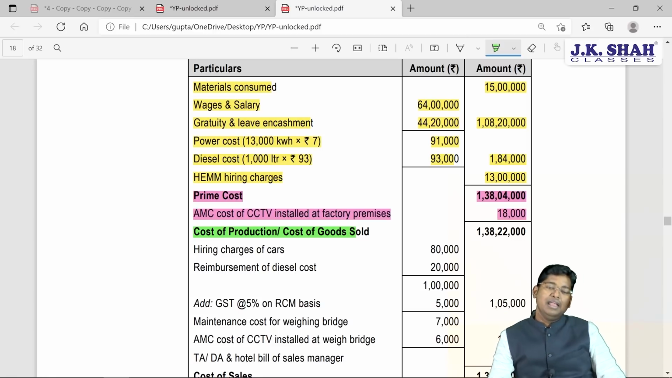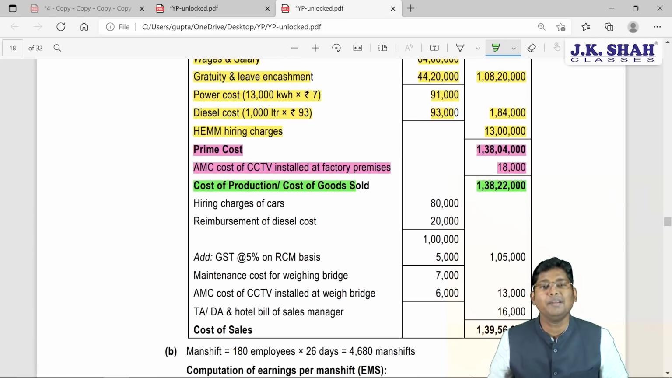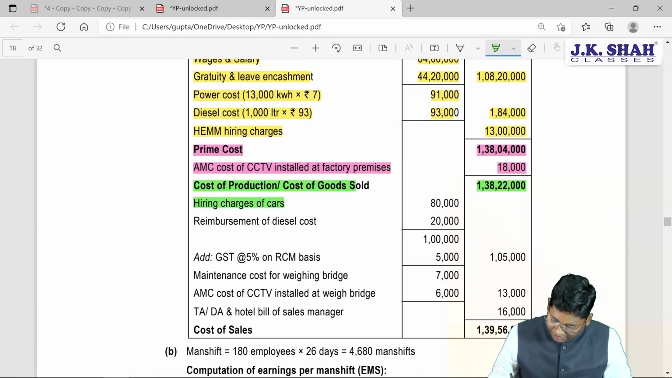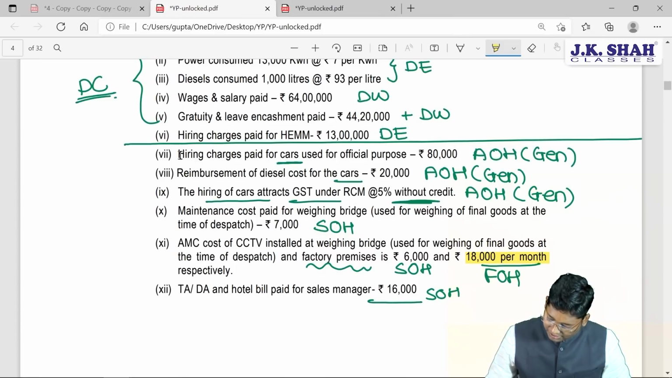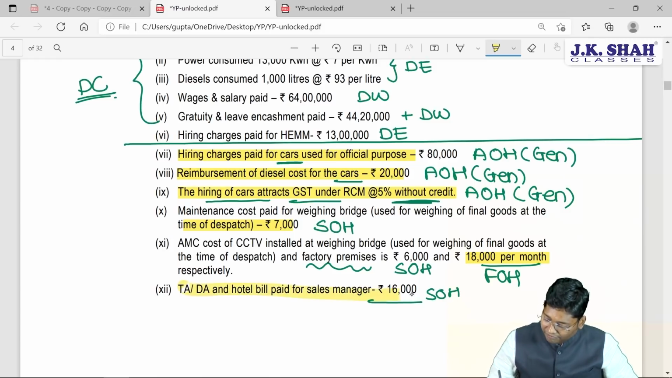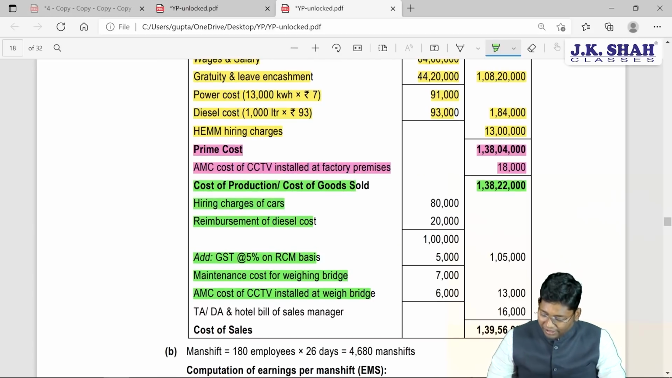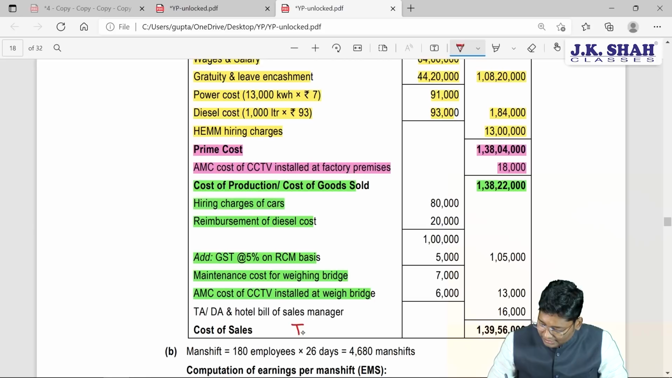After cost of production, we add opening stock of finished goods, we deduct closing stock of finished goods. They are also not given. That's why your cost of production and COGS both are the same. And after COGS, all remaining expenses which are related to administration, general as well as selling and distribution, you need to record. So if you check all the expenses which we have marked as administration and selling, they have recorded all these expenses in the systematic order, and finally TA, DA is also recorded. After recording everything, they have computed the total cost. Your total cost is also called cost of sales, and this cost of sales is given.